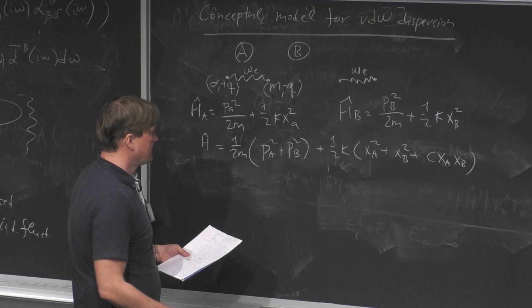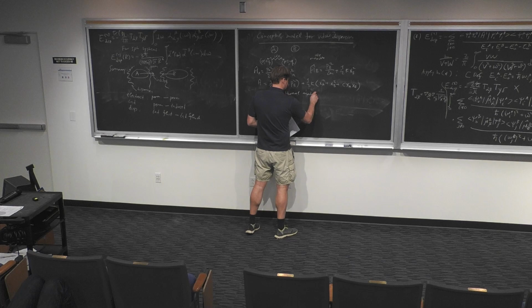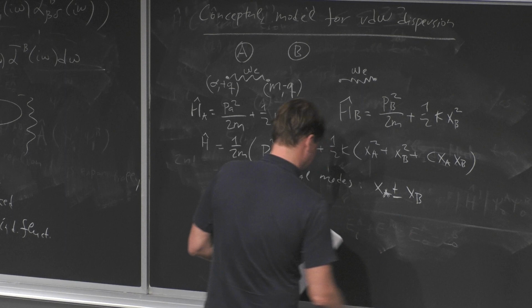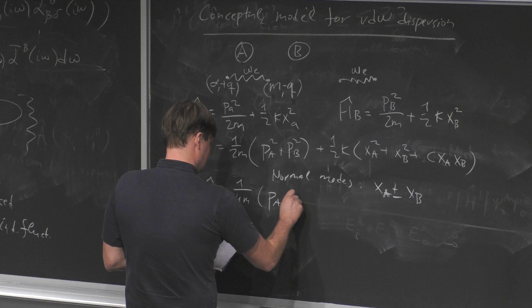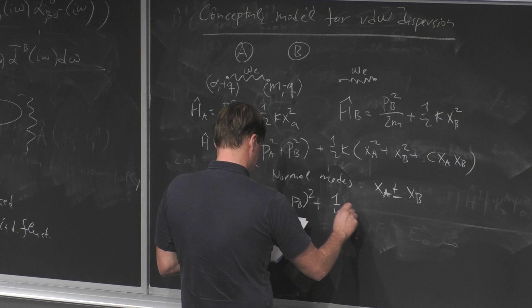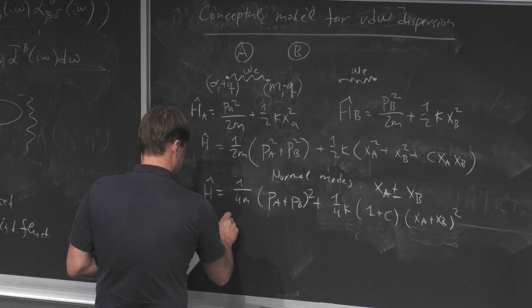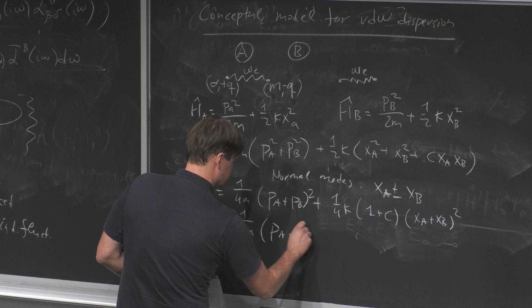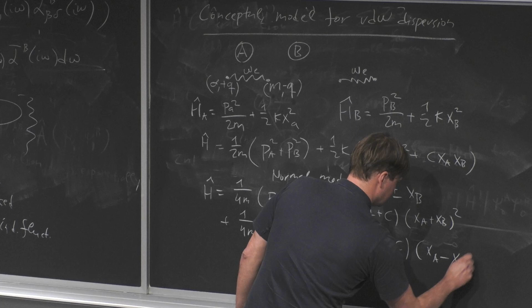Now, this is a quadratic Hamiltonian, right? So it can be separated in normal modes, right? So we just define normal modes, say X_A plus and minus X_B, right? And then the Hamiltonian separates into, again, two non-interacting oscillators, plus 1 over 4m (P_A plus P_B) squared, plus 1 over 4 K (1 plus C), X_A plus X_B squared, plus 1 over 4m (P_A minus P_B) squared, plus 1 over 4 K (1 minus C), X_A minus X_B squared.